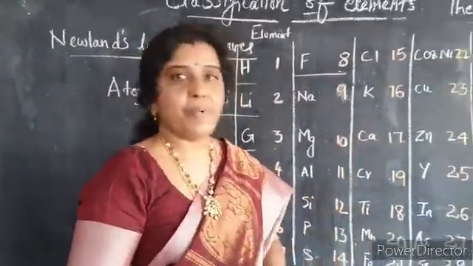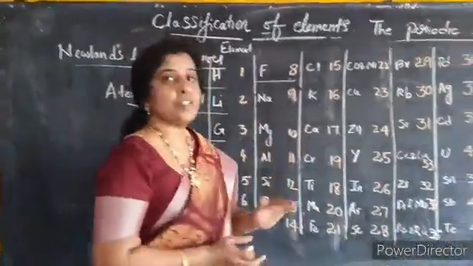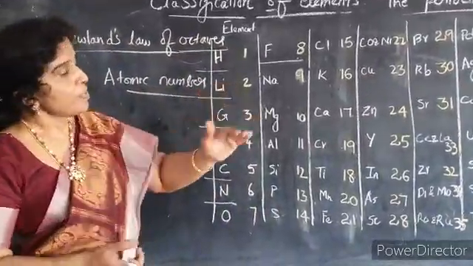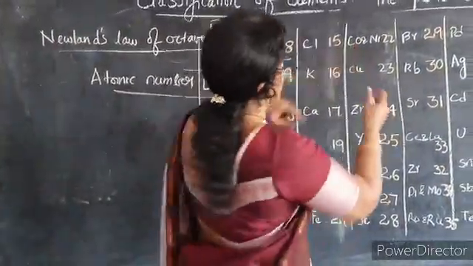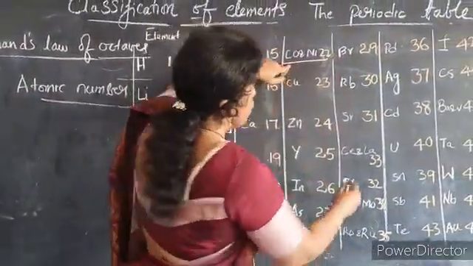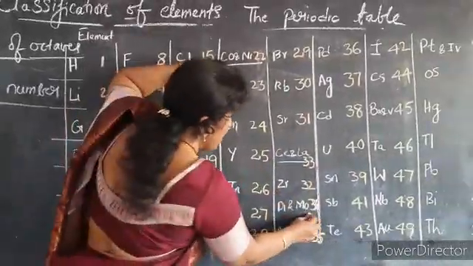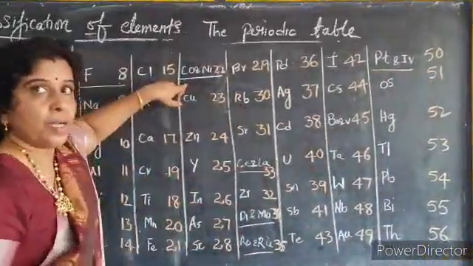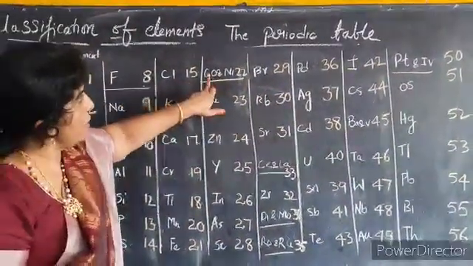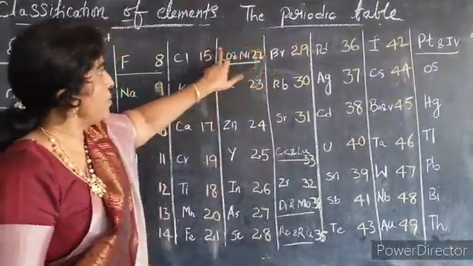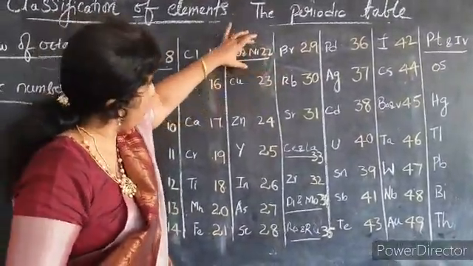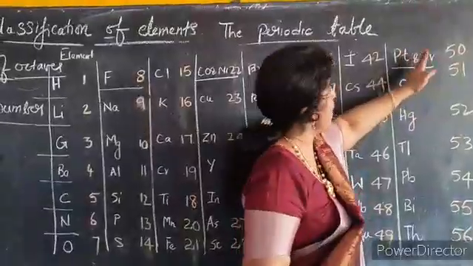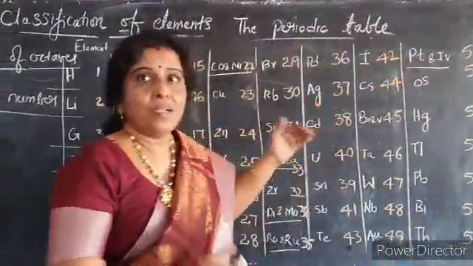Okay, coming to the limitations of this table. What are the limitations of Newlands' Law of Octaves? Here, the first limitation is that at some places you can see 2 elements are placed in the same slot. Can you see here? 2 elements are placed in the same slot. Here cobalt and nickel have the same place. Both elements have the same slot. And even elsewhere, iridium and platinum are also placed in the same slot. So this is one limitation.